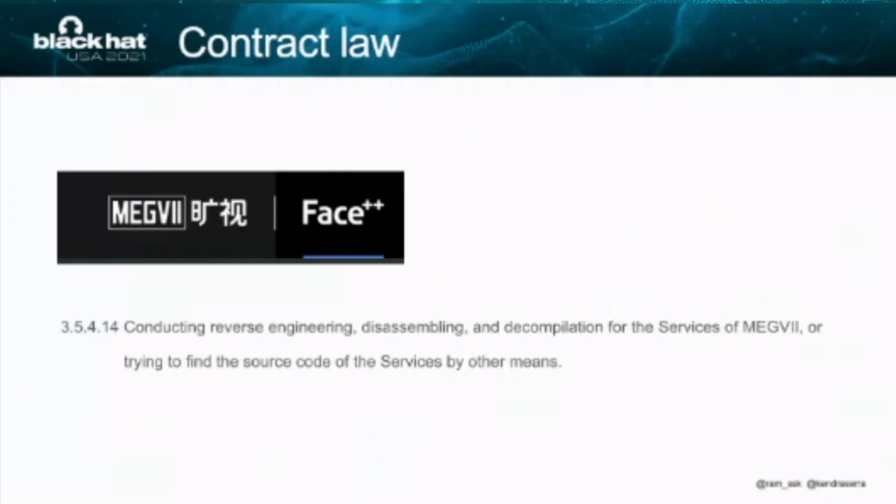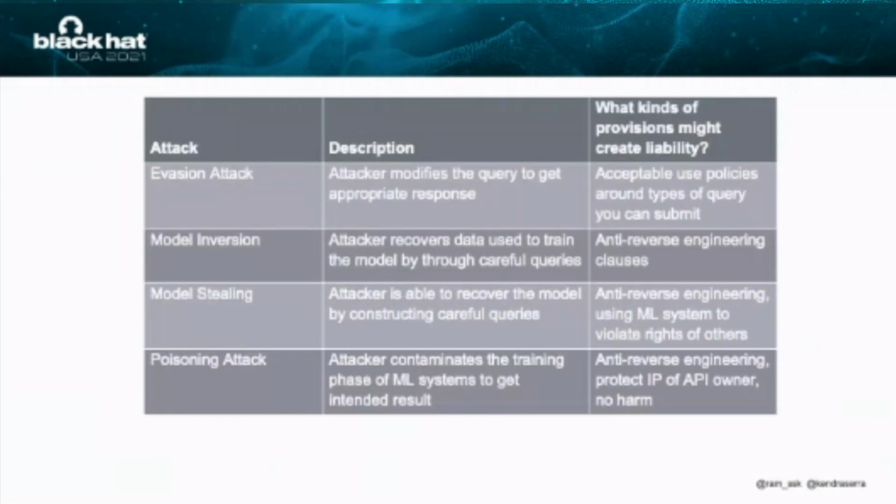So to sum up what this means, what you would look at in terms of a contract in order to evaluate this, because every contract's different. For an evasion attack, the types of provisions that might create liability are acceptable use policies around what types of query you can submit or the truthfulness of your queries. Some service providers require you to warrant particular things with regards to queries that you submit. For model inversion and model stealing, anti-reverse engineering clauses are the big thing you're going to worry about. For model stealing, potentially using the ML system to violate the rights of others. And then finally, for poisoning attacks, you're worried about anti-reverse engineering and clauses that protect the intellectual property, so IP, of the API owner or prohibit causing harm. You'll see basically a version of this table for pretty much each of our various bodies of law that we go through. That's why we wanted to tee up these four types of attacks, because we analyzed each of the attacks under each body of law.